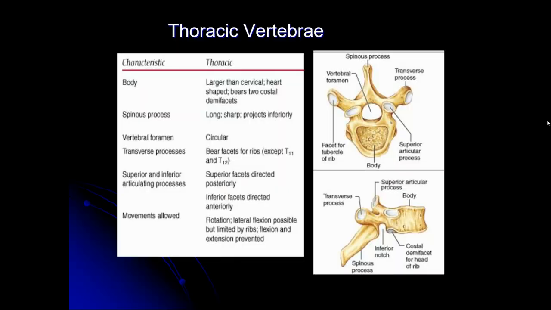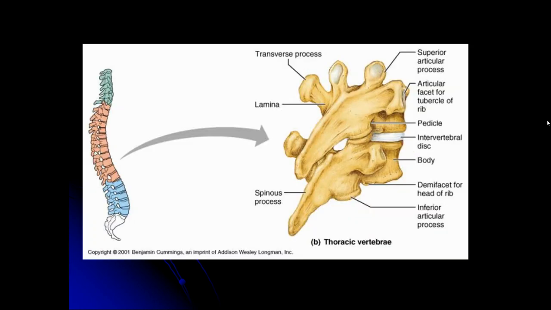Let's look at the thoracic vertebra. Again, they have their own unique characteristics, and you can see these in this table. You can also see a picture on the right. We have a superior view and a lateral view. So let's look at thoracic vertebra. Remember, there are 12 of these, T1 to T12.